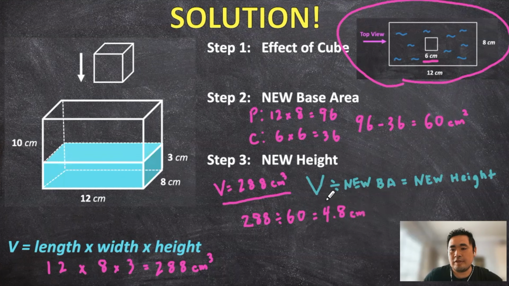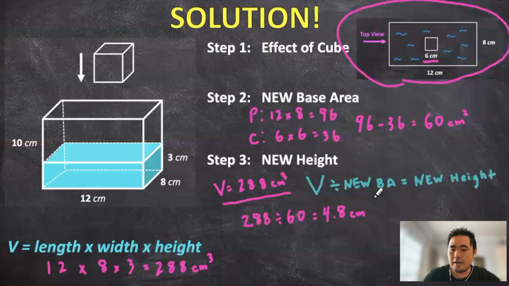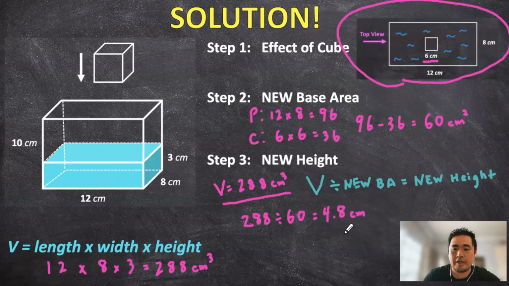Now once again, this formula is just the volume formula sort of rearranged. The volume divided by the new base area is equal to the new height. So I hope that's clear right there.